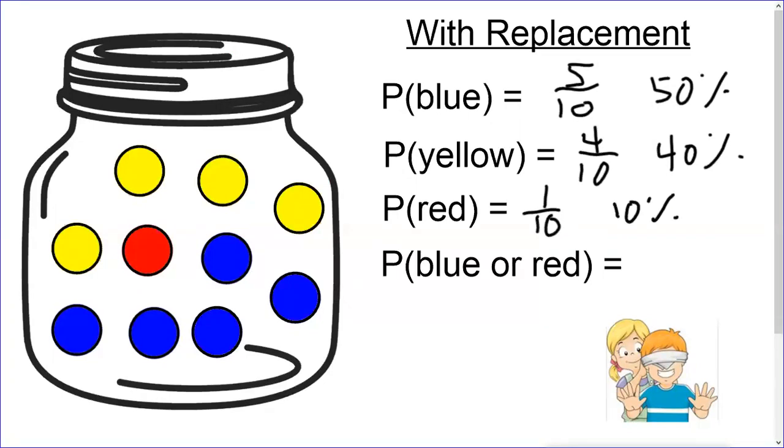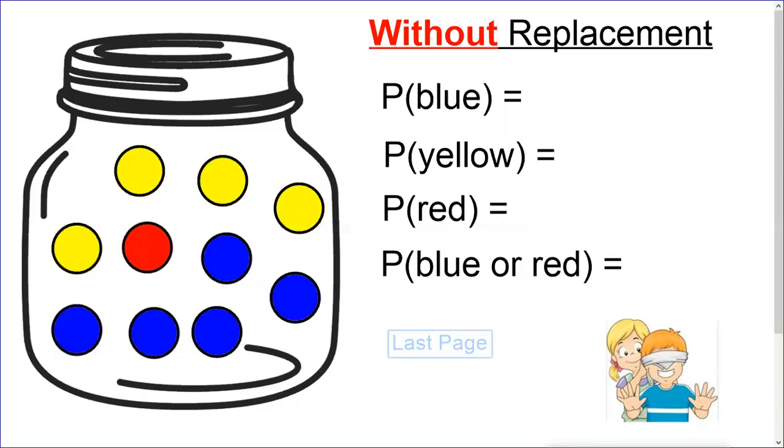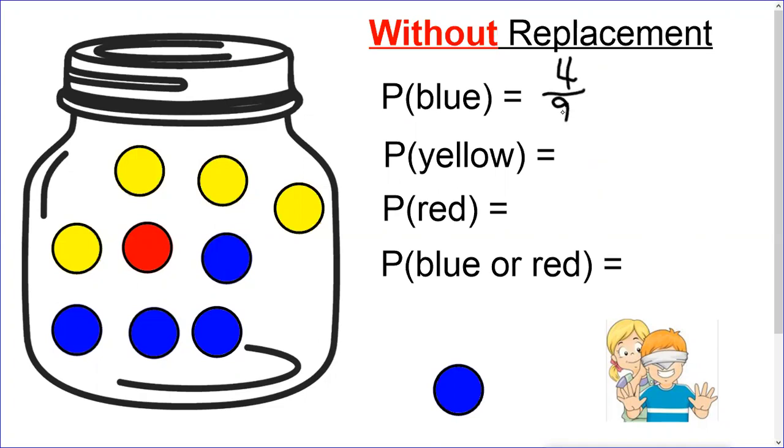And the probability of a blue or a red, if you add up the blue and red marbles, there are 6. So that'd be 6 out of 10. That's a highly likely event at 60%. It's more than half. Now, what would happen if we didn't replace one of the marbles that we picked out? Let's say that we selected a blue marble and we didn't put it back. Now what is the probability of selecting a blue? Well, there are 9 outcomes and there are 4 blue, so the probability would be 4 out of 9. And if you were converting that to a percent, it would be 44%.